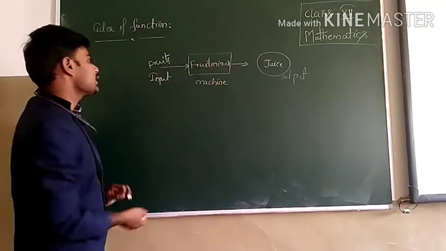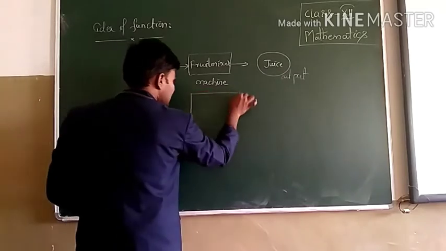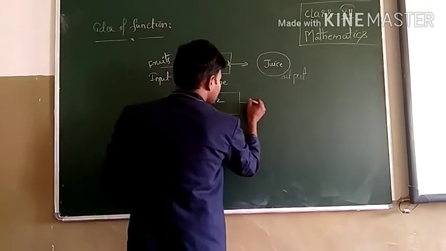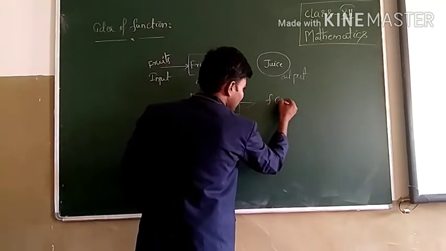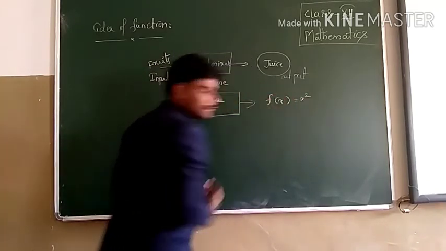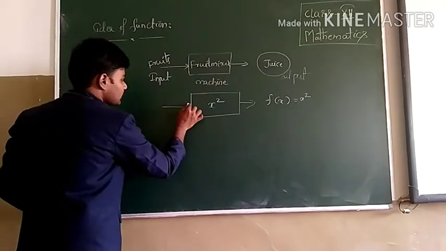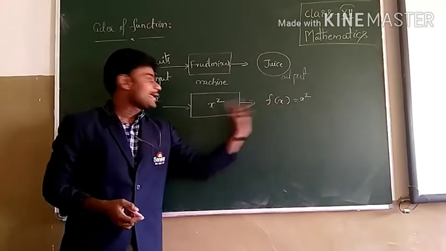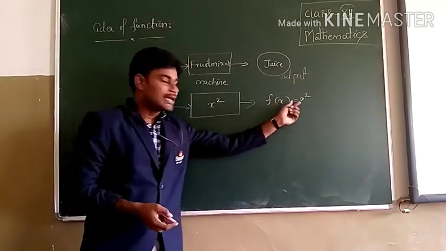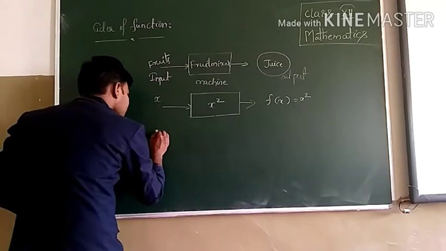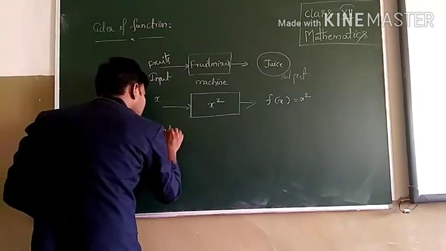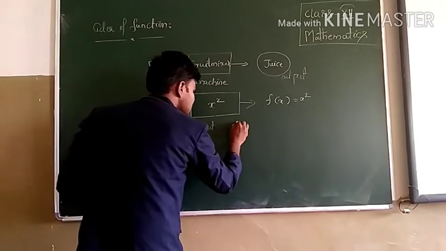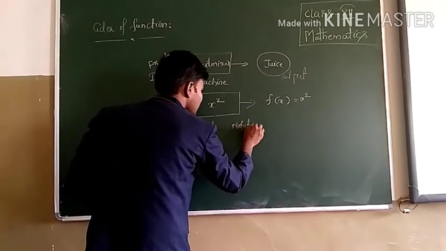In the same way, mathematically, for the machine, I give one function, that is x square. Output I consider as f of x, that is x square. So, input is x. We will give certain values to x, then we will get the output as x square.